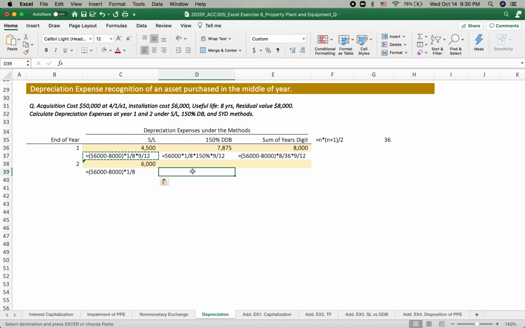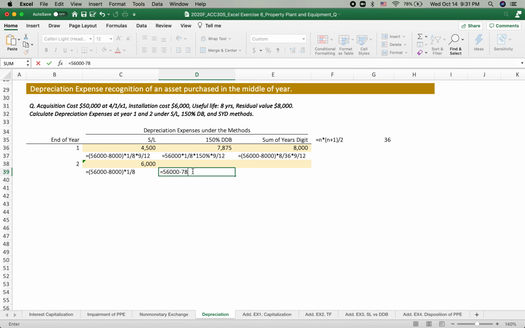Then how about the declining balance? Declining balance here, 150%. The declining balance. Now we started from also 56,000, but now we should reduce the 7,875, which is the accumulated depreciation. By doing so, we can start the depreciable cost as the book value of this equipment. Okay, that is the point of this double declining balance.